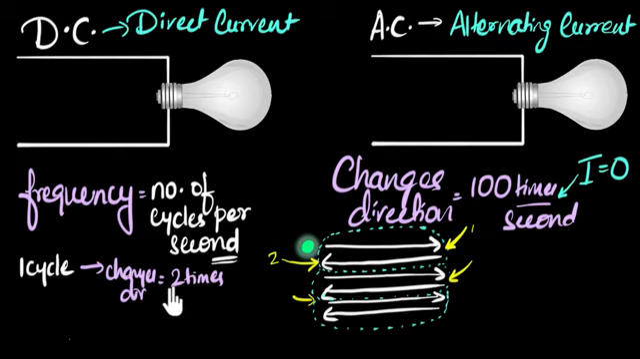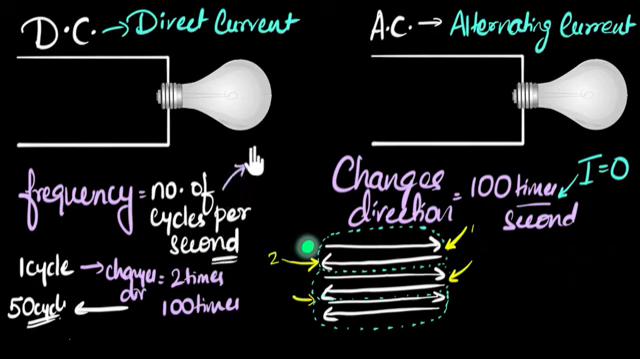Well, notice the number of cycles is half of the number of times it changes direction, right? So if the electron is changing its direction 100 times, then how many cycles must it be? It has to be 100 by 2, 50 cycles. And so in this case, we will say the frequency is 50 cycles per second. Let's write that over here: 50 cycles per second.